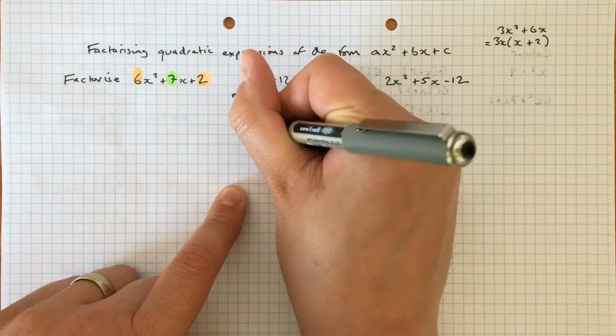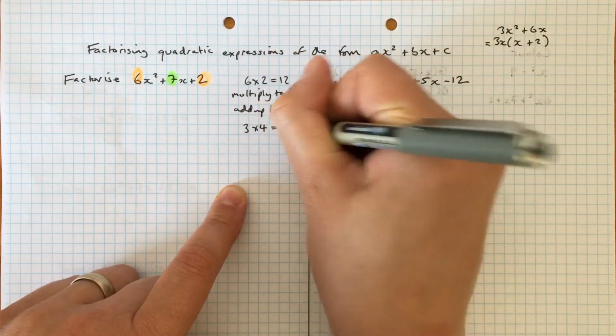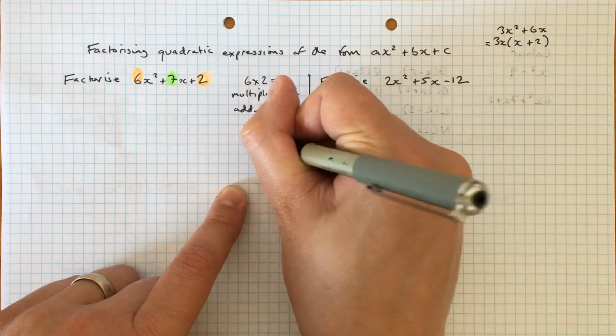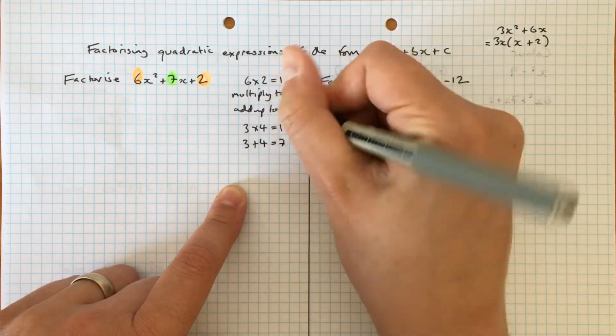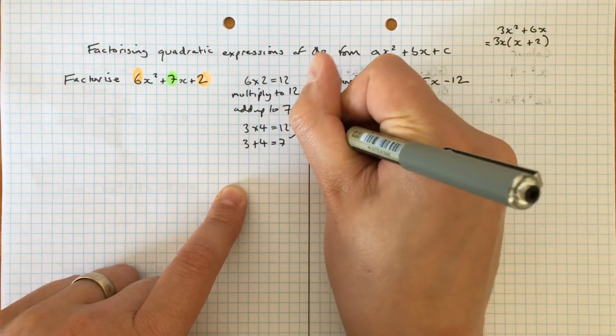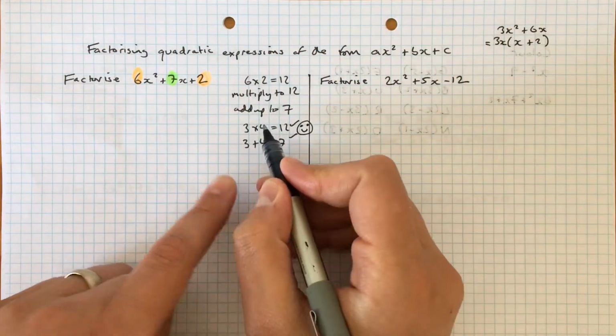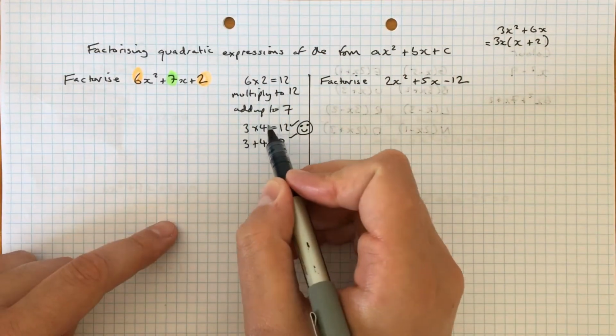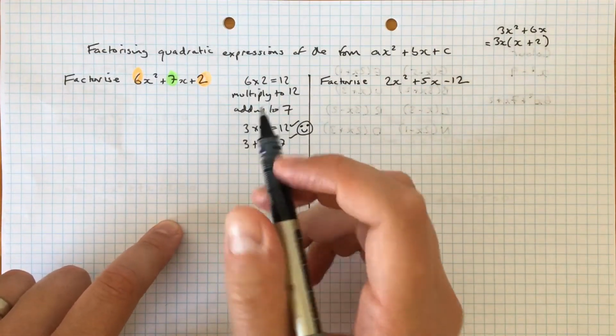So I could just check that. 3 times 4 equals 12. 3 add 4 equals 7. This is what we want, isn't it? So, little smiley face there, we're happy. Okay, so the question is, what do we now do with this 3 and this 4?